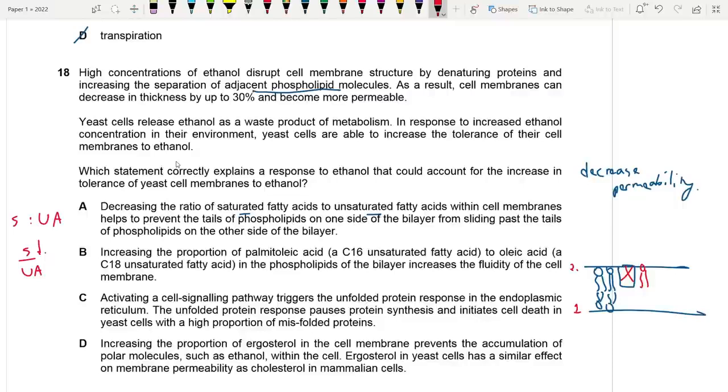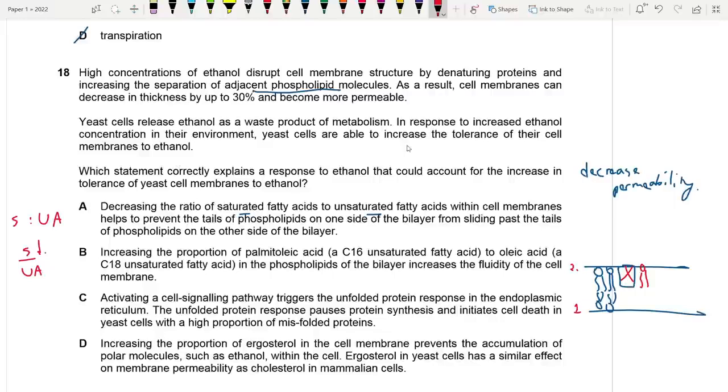Yeast cells release ethanol as a waste product of metabolism. In response to increased ethanol concentration in their environment, yeast cells are able to increase their tolerance of the cell membranes to ethanol. Okay? Basically, because they produce ethanol, right? So they need an adaptation to live in that environment. So they somehow need to fix this problem.